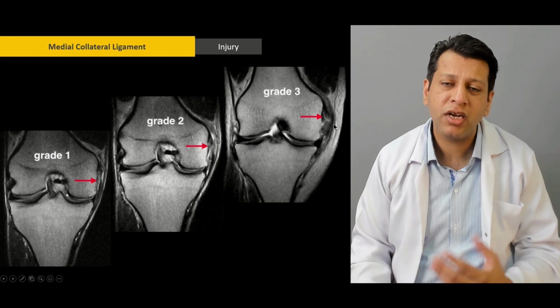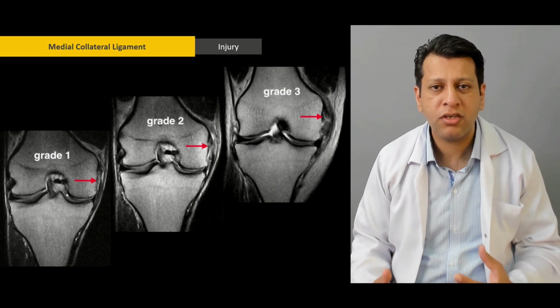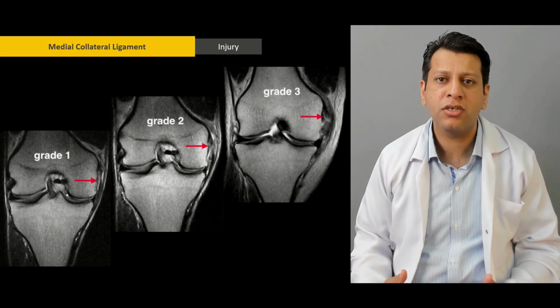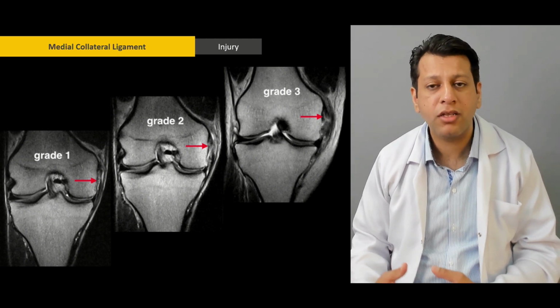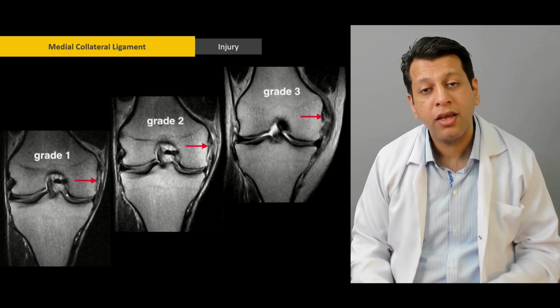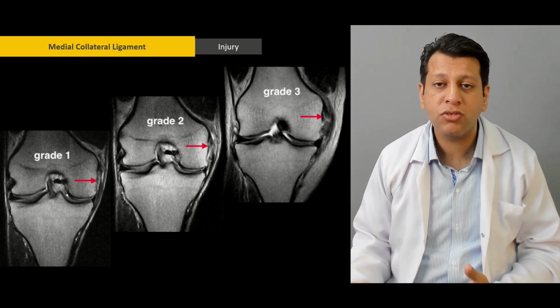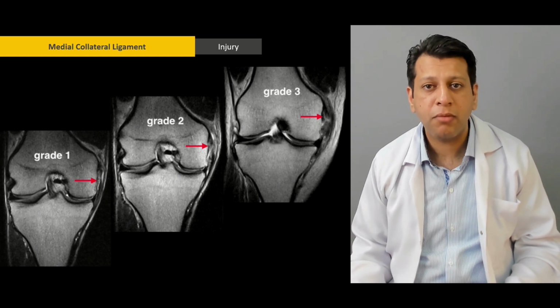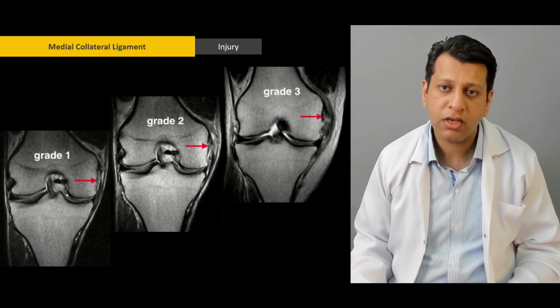Grade 2 usually requires some degree of bracing, bed rest, analgesics as well, and then gradual rehabilitation into normal activity. But grade 3 usually requires a repair. If it's an isolated MCL injury, this could be repaired, but if it's associated with ACL, then you have to repair the MCL as well as reconstruct the ACL.